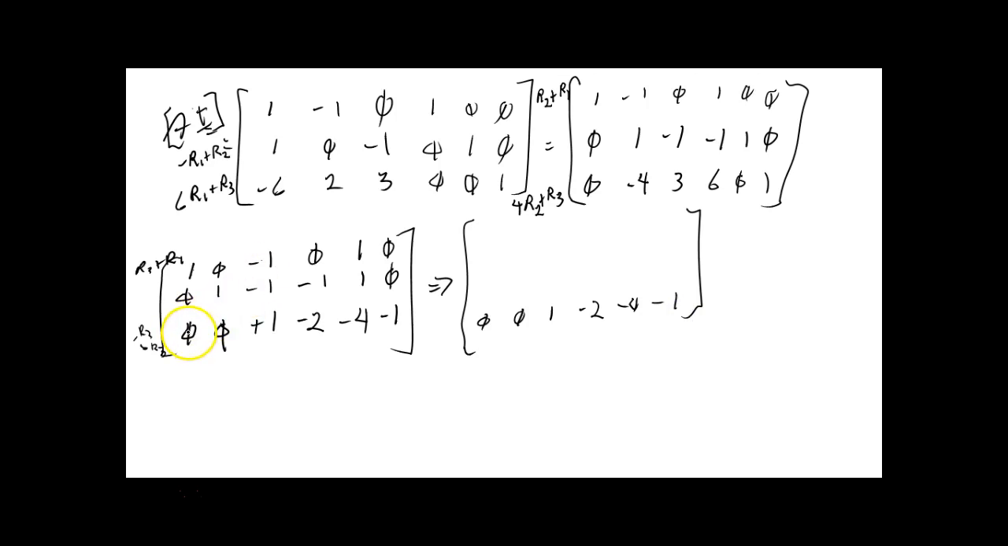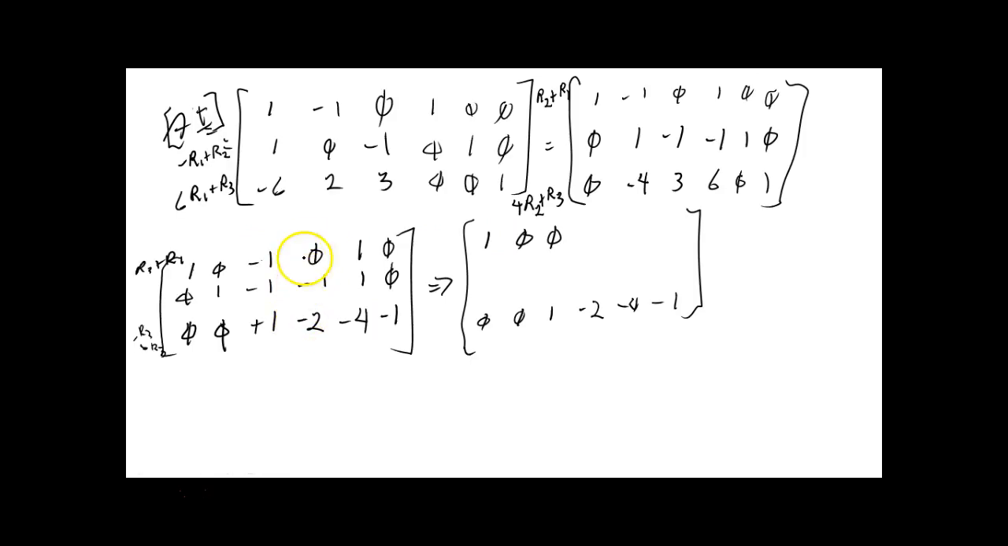Okay? So 0 plus 1 is 1, 0 plus 0 is 0, and 1 minus 1 is 0. Continue. -2 plus 0 is -2. -4 plus 1 is -3. And -1 plus 0 is -1. Okay. We got the top entry above that third row leading 1 to be a 0.